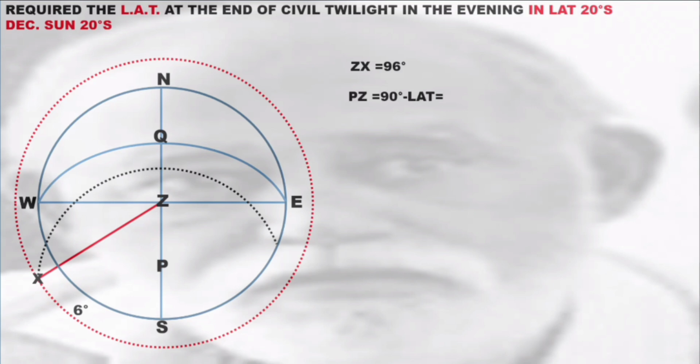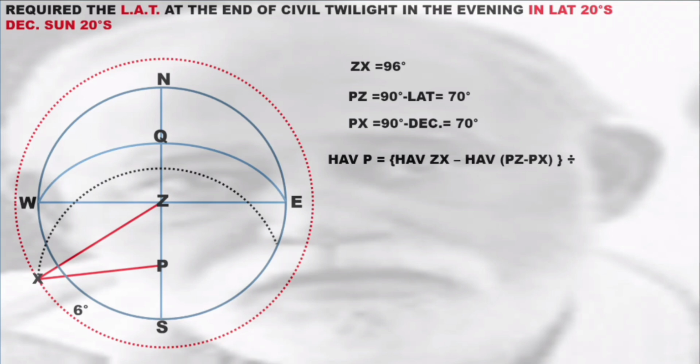PZ, we have the latitude, we have the declination given, 20, so PX would be 90 minus declination, 70. Use your haversine formula, three sides, you've got to find out an angle between the three sides, so you can find out angle P here.